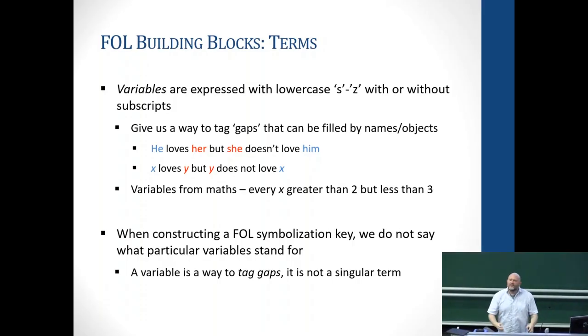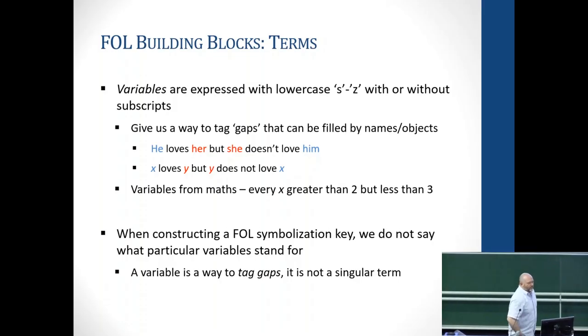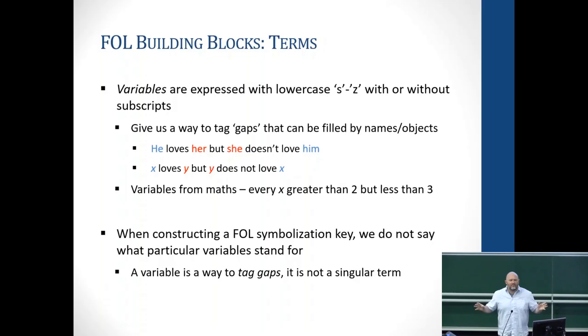So again, the basic idea here is that these variables aren't anything like names. They're just labels for gaps, labels for spaces that we can fill in with names. So what this means is that when we're writing up an FOL symbolization key, there's absolutely no way to tell us what variables stand for, because they don't stand for anything. They're just ways for us to label gaps.